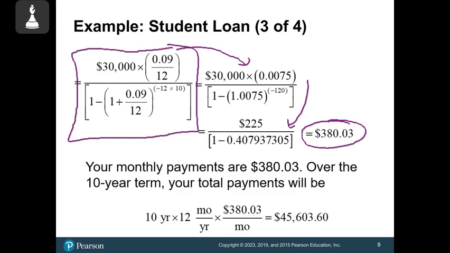The second question then says, how much will you pay over the lifetime of the loan? Well, you are paying for 10 years, 12 times a year, and every time you're paying $380.03. So if you take 10 times 12 times 380.03, in total, you will pay $45,603.60.